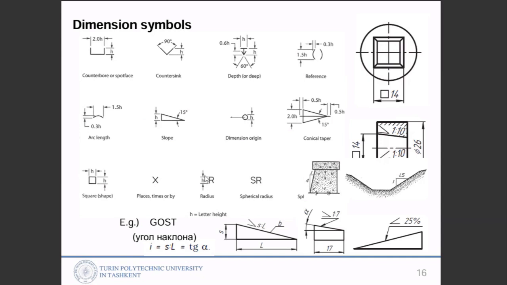Radius, you already know this, big capital R character. SR means spherical radius. So if instead of a circle you have a sphere shape, you can write SR and then the value. That means this shape is a sphere, and its radius is the given value.